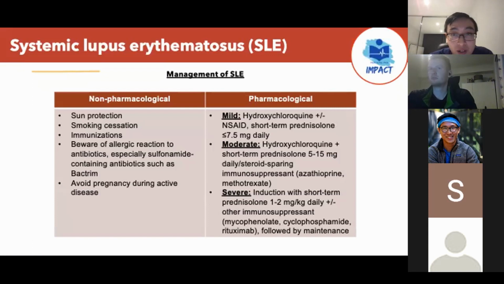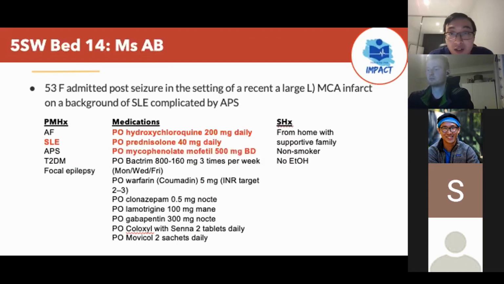So hydroxychloroquine is first line. Additional therapy is based on severity of disease. So often you need to add in other immunosuppressants as well, including things like azathioprine, methotrexate, mycophenolate mofetil, cyclophosphamide, and rituximab. So going back to our patient, so she has a history of SLE, and so is expectedly on hydroxychloroquine, which is the first line agent to treat SLE.